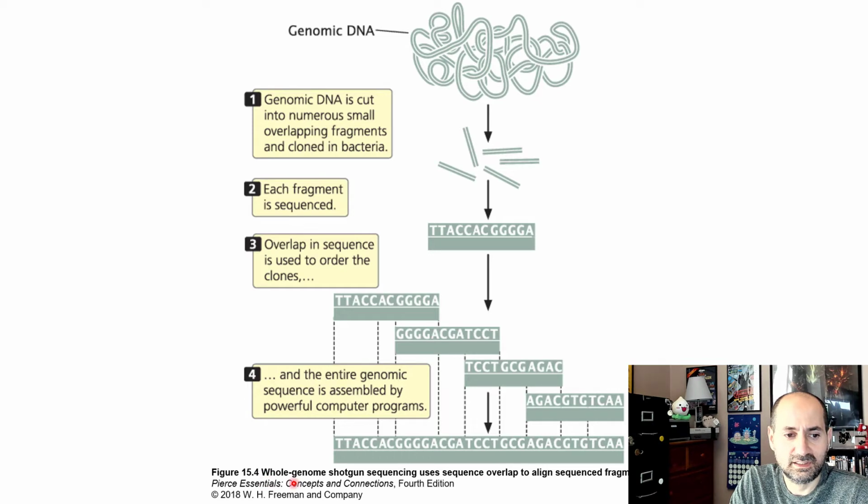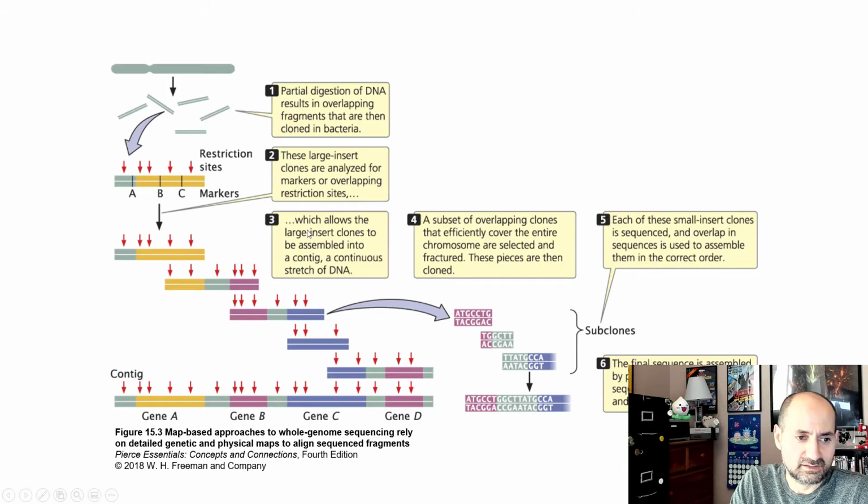Here you can see Venter's approach was the whole genome shotgun sequencing approach, where you take your genomic DNA, your chromosome. Genomic DNA is cut into numerous small overlapping fragments and cloned into bacteria. No contigs are necessary. Each fragment is sequenced, so you just skip right to the sequence step. Overlap in sequence is used to order the clones, and the entire genomic sequence is assembled by powerful computer programs. So you see how that's a lot less work. It's almost like half the steps of the map-based approach.